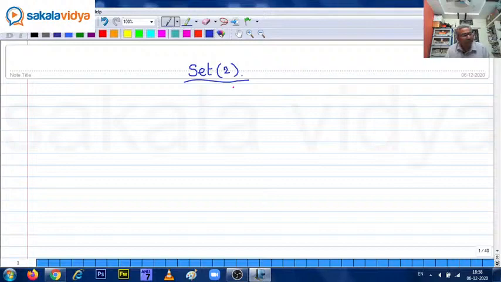Today we are going to discuss trigonometry set 2 problems. Set 2 problems means the problems based on specific angles; we shall discuss the trigonometric ratios of some specific angles.